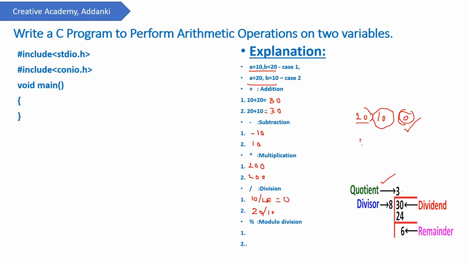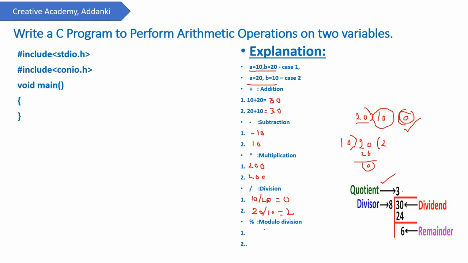Then 20 by 10. When we try to divide 20 by 10, what will happen? 10 2s are 20. So the remainder is 0. So now the answer is 2.